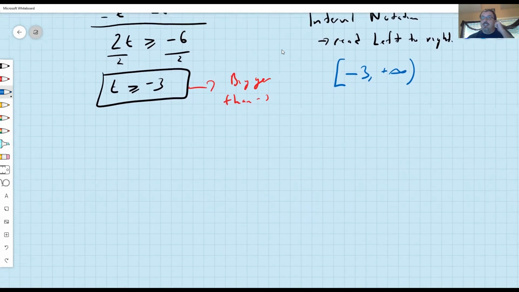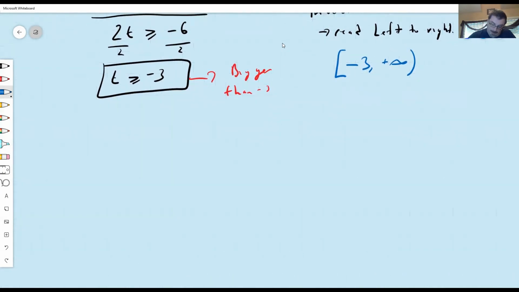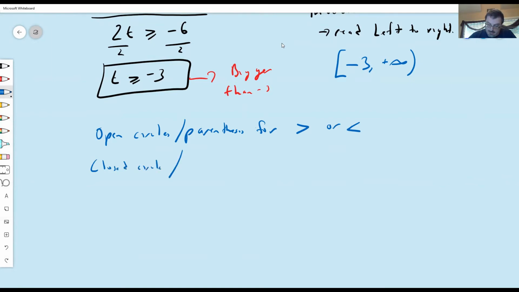A quick summary is, open circles or parentheses for greater than or less than. Closed circle or bracket for greater than or equal to or less than or equal to.